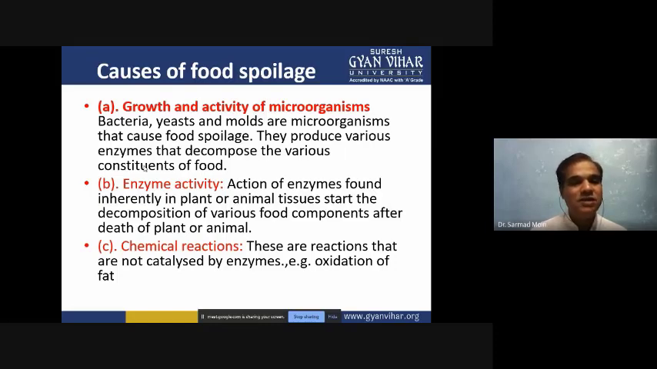Then many chemicals, as we also know, are present in the cells, and these chemicals also react with each other and with the enzymes, and they cause food spoilage.